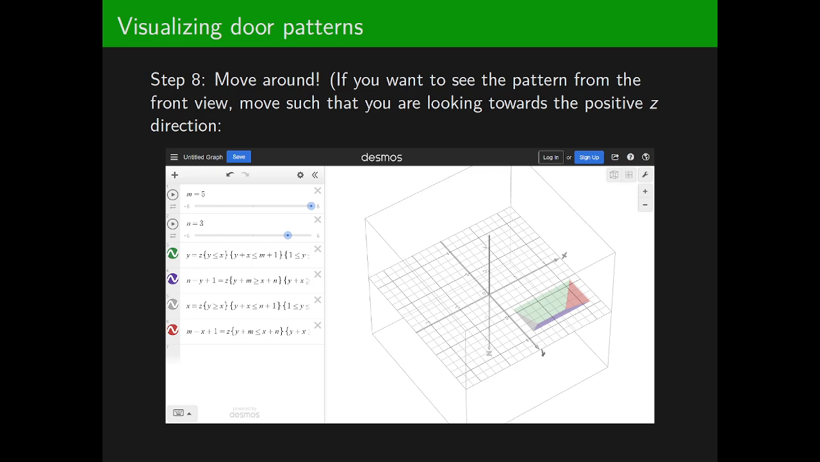Also a note, if you want to see the pattern from the front view, you have to look towards the positive Z direction. So you basically have to flip the entire thing such that the Z is pointing downwards. So it's not that great of a view, to be honest. But either way, that's how you can look at the front view for yourself. So that's how you visualize door patterns basically. That's the end of the visualizing door pattern part.